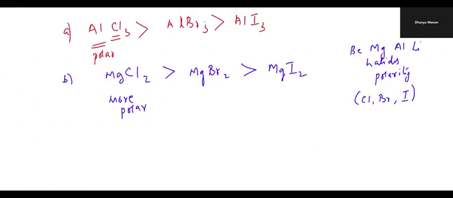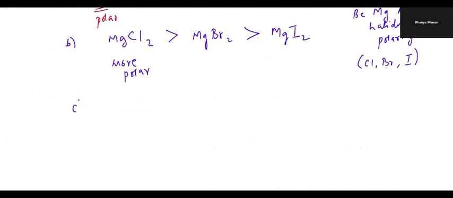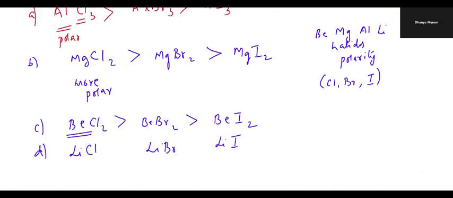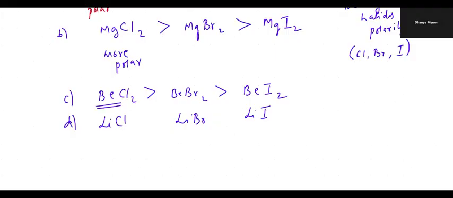Okay, similarly, if I talk about beryllium chloride, beryllium bromide, and beryllium iodide, it is also the same. Beryllium chloride has higher electronegativity difference, so higher polarity. So this will be the order. Similarly, lithium chloride, lithium bromide, and lithium iodide. Here also, lithium is a metal that is included here. And chlorine is highly electronegative compared to the other two halogens. So this will be the order.